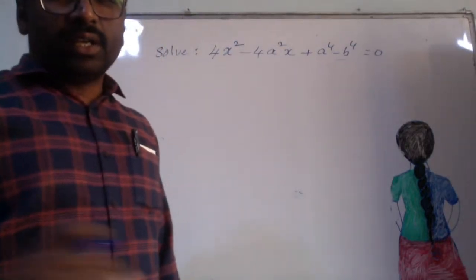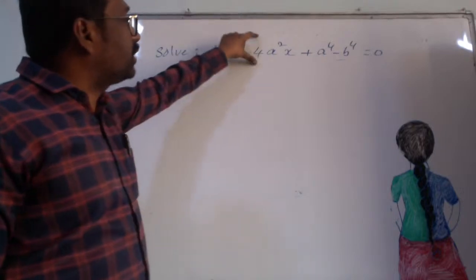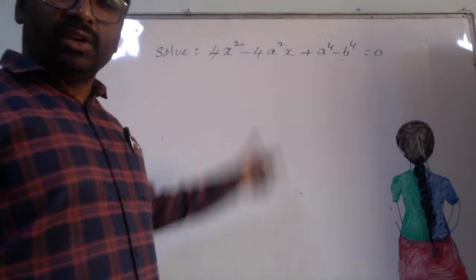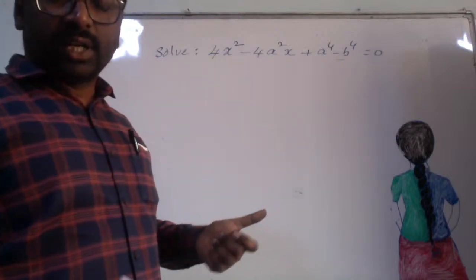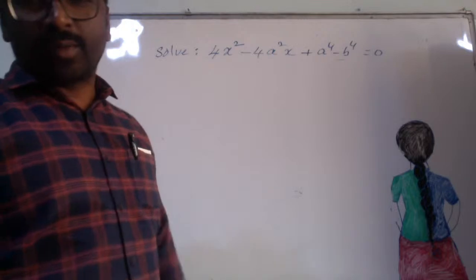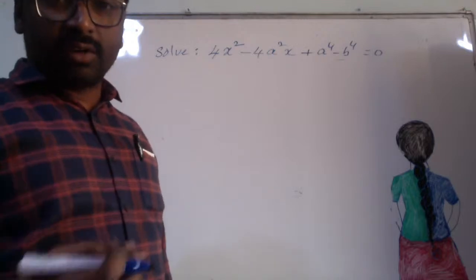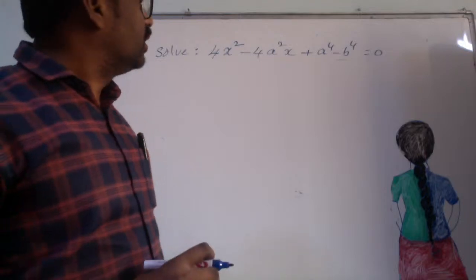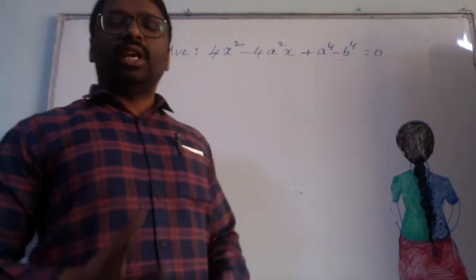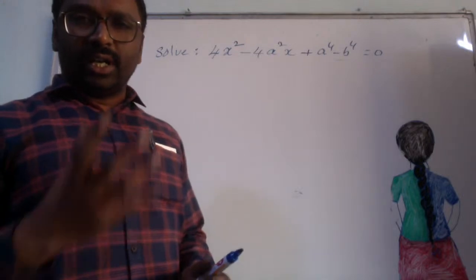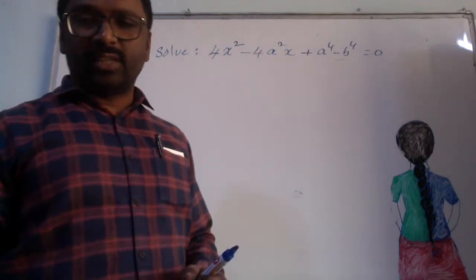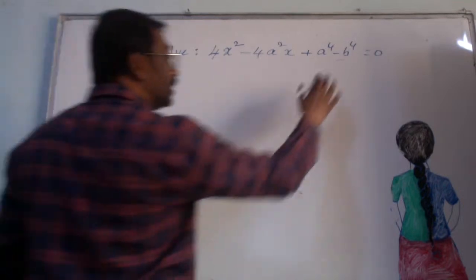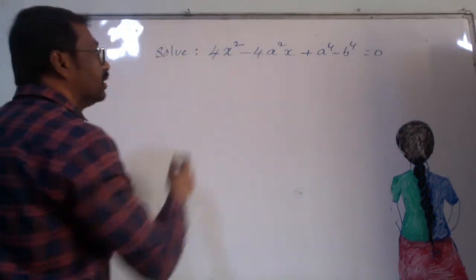Okay, so here: 4x square minus 4a square x plus a power 4 minus b power 4. You can use the factorization method and the quadratic formula method. One more is the completing square method, but that is deleted from the syllabus this year. You know very well the identities a plus b whole square and a minus b whole square, so we can use those identities here. Then you can easily get the solution.